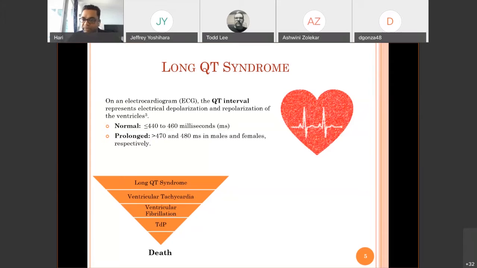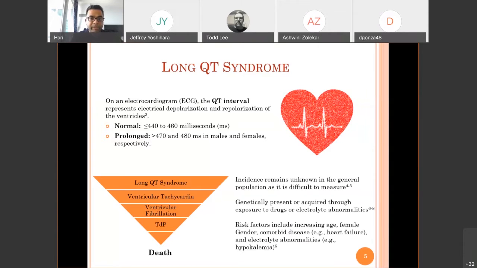The one that I haven't described here is cardiac arrest, which could be an intermediate endpoint between QT prolongation and death. Again, we don't know what the incidence of QT prolongation is in a normal population. Everybody would have to be hooked up to an ECG to measure this, but often this is measured in hospital settings or in patients who have pre-existing or congenital long QT syndromes.